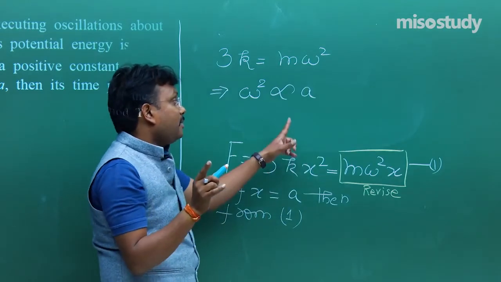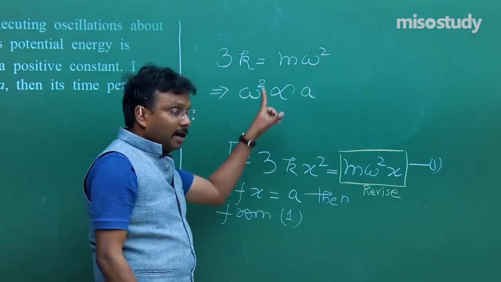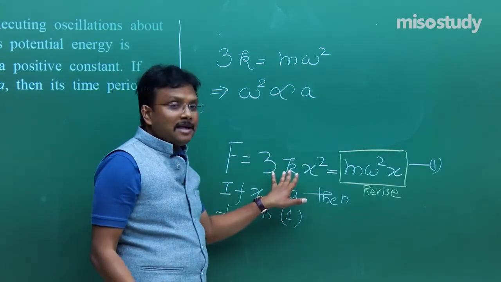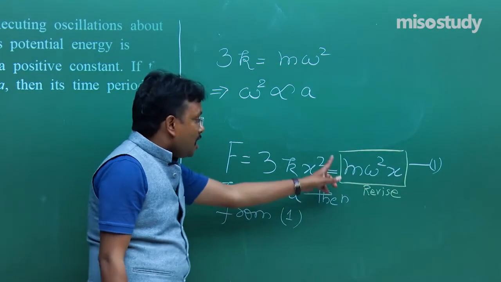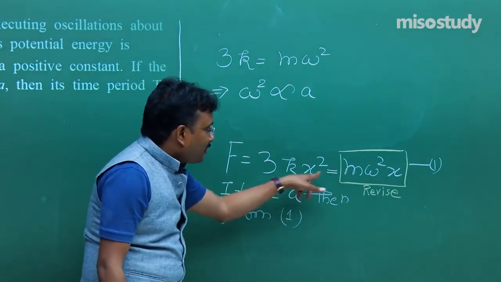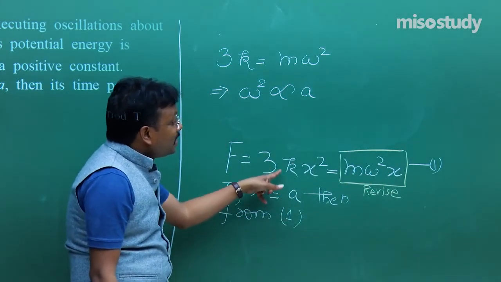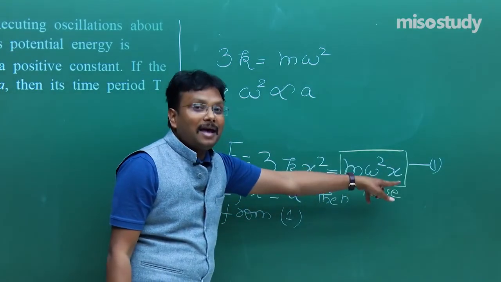Now this problem is slightly different from this approach. Reason being, and that's why I mentioned 3, k is constant given in the problem, mass m is given in the problem. So ultimately x cancels, basically it's going to give you 3kx is equal to m omega square x.